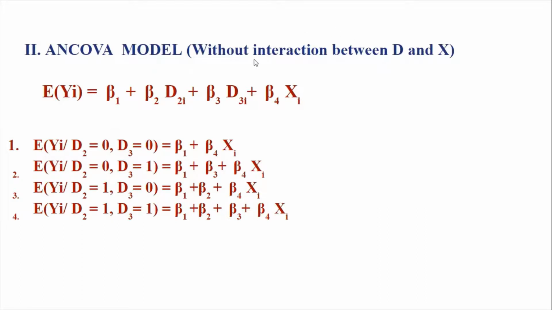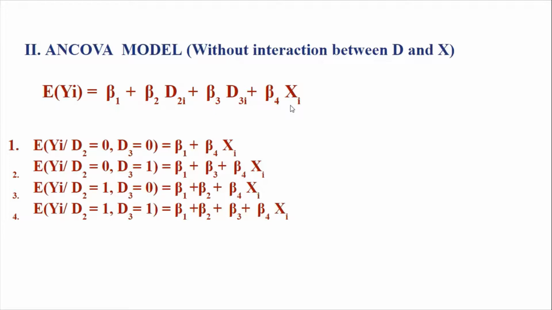In this case, the regression equation is written as the expected value of yi is equal to beta 1 plus beta 2 d2i plus beta 3 d3i plus beta 4 xi. So this is the same as the previous equation; we are adding only another regression coefficient and a quantitative variable x. So there are a total of 4 regression coefficients: one intercept, 2 dummy variables, and one quantitative variable x.